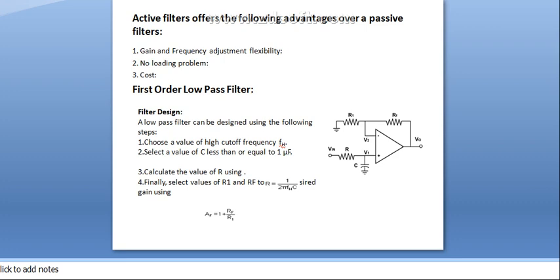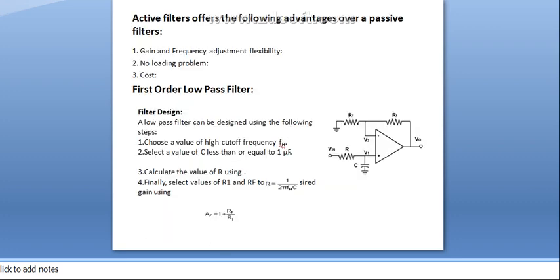So finally we can calculate R1 and RF. Okay. So we know that the gain here is 1 plus RF by R1 because input is applied to the non-inverting terminal. So the gain of the non-inverting amplifier is 1 plus RF by R1. So AF equal to 1 plus RF by R1. And the upper cutoff, that is FH, is 1 by 2 pi RC. So by using these two formulas, we can design the first order low pass filter.